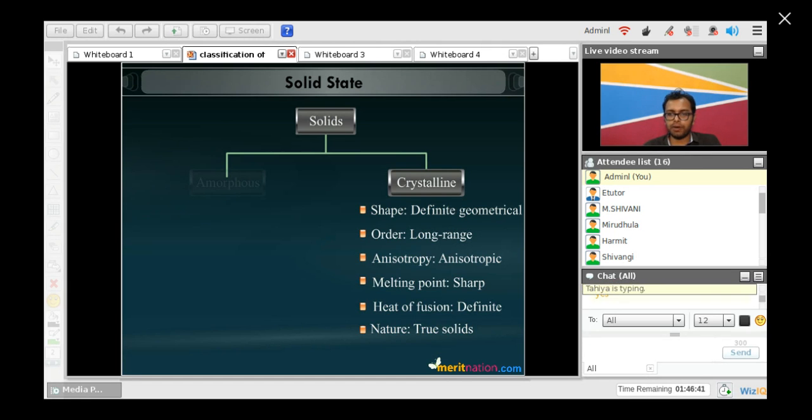Do you have any doubt about the amorphous solid? Do you have any doubt in any of the properties? Fine. So let's go ahead.